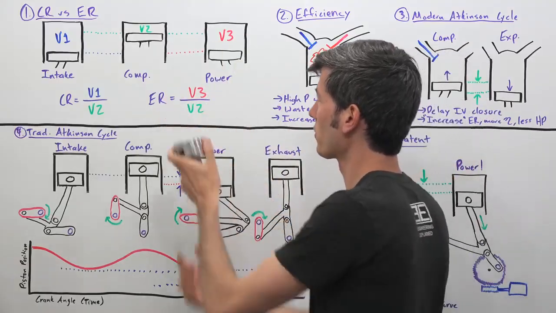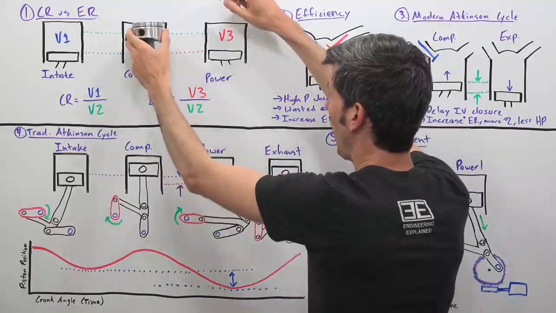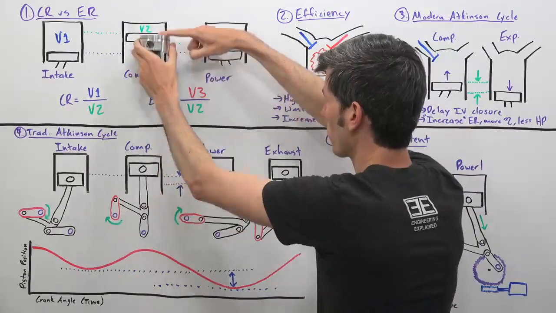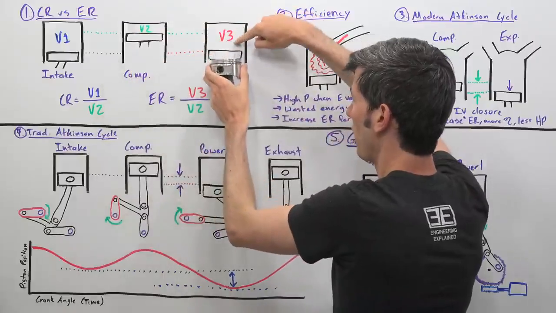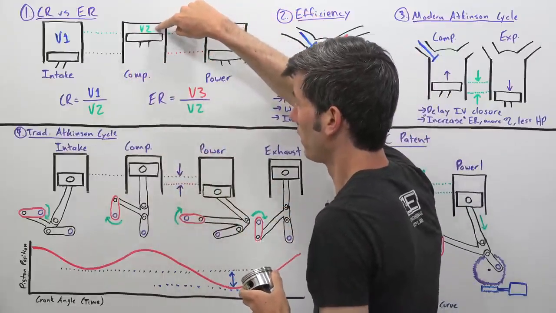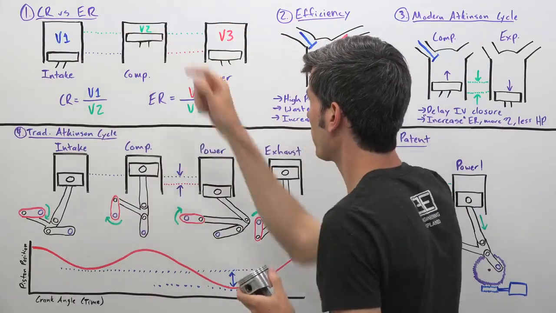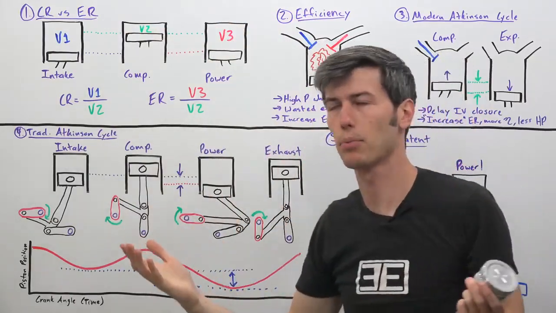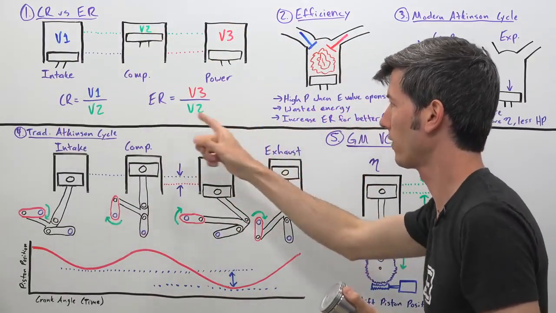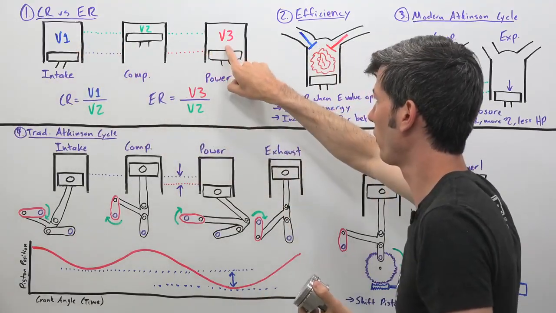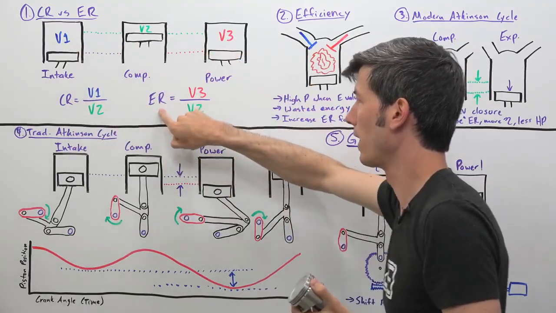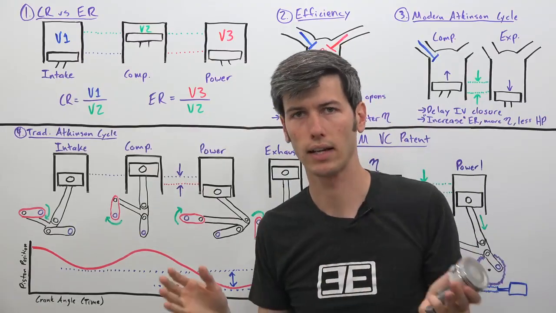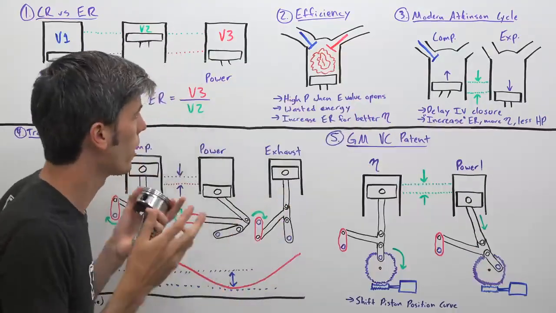Now your expansion ratio is the volume after that piston goes down from the power stroke, at the very bottom of its stroke, divided by the volume when it's at the top of its compression stroke. And as you can see in the typical engine, these are going to be the exact same. V1 is equal to V3. So the compression ratio and the expansion ratio are exactly the same. Well, this leads us to a problem.